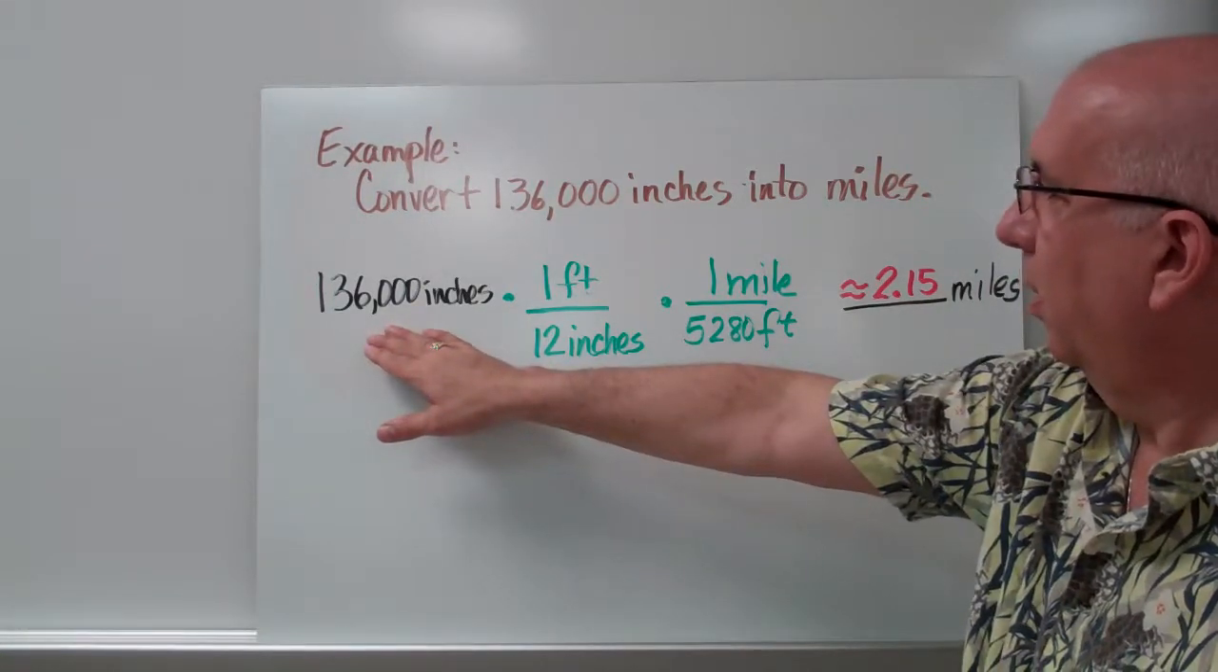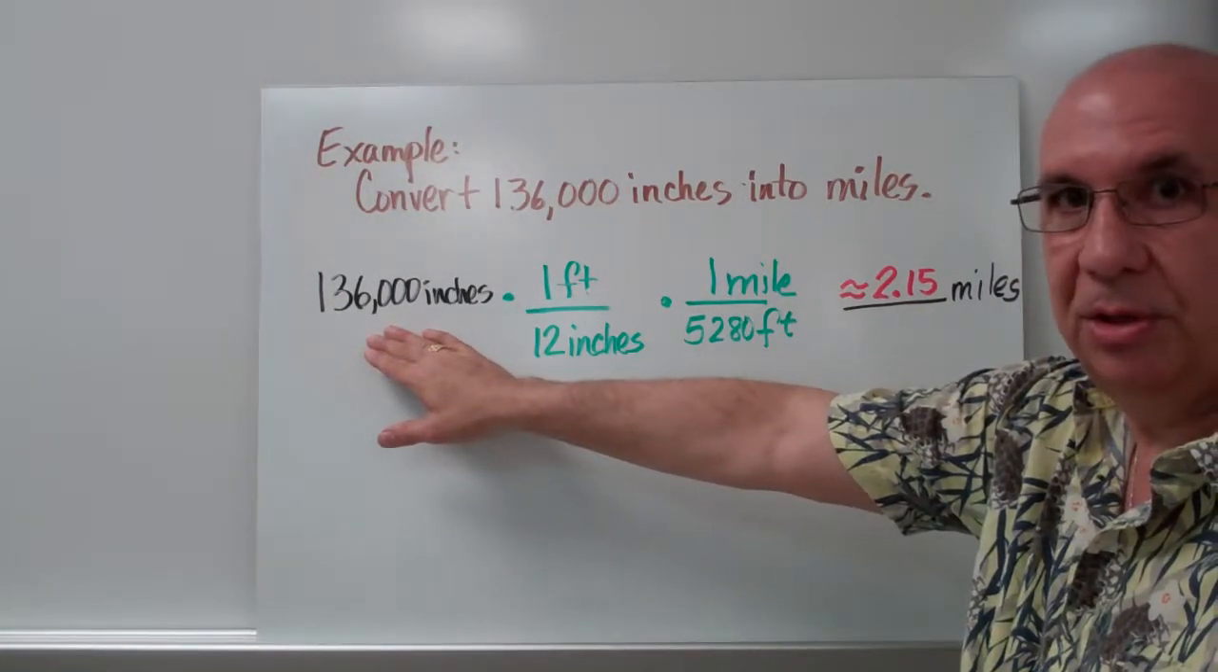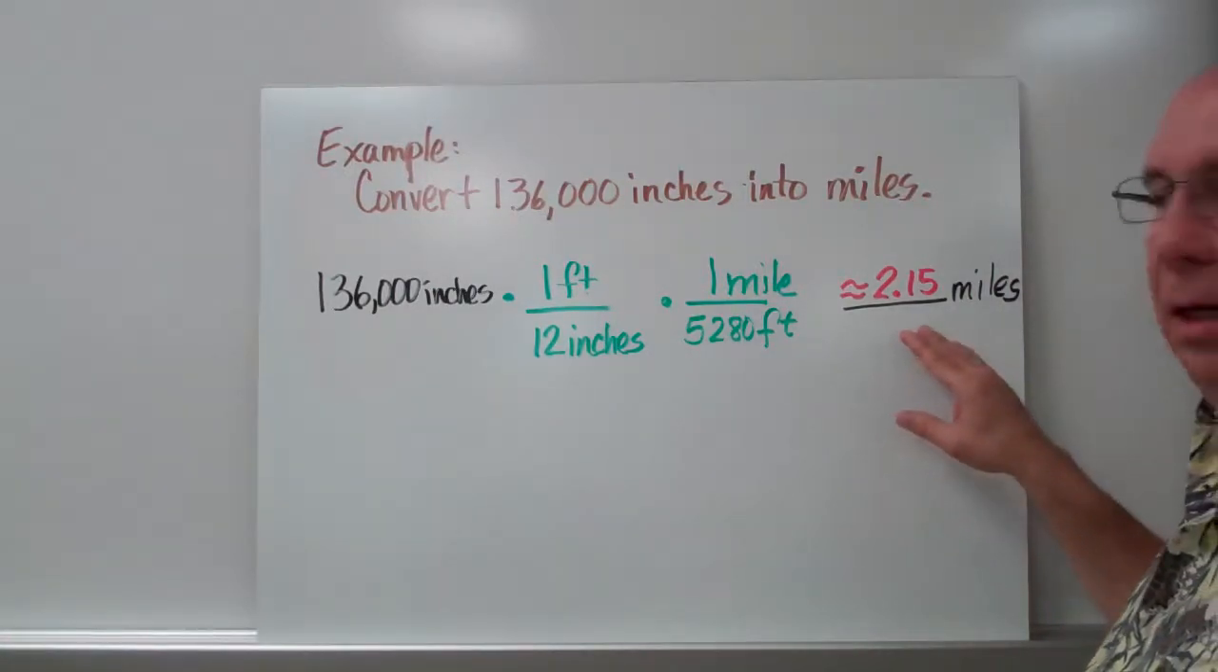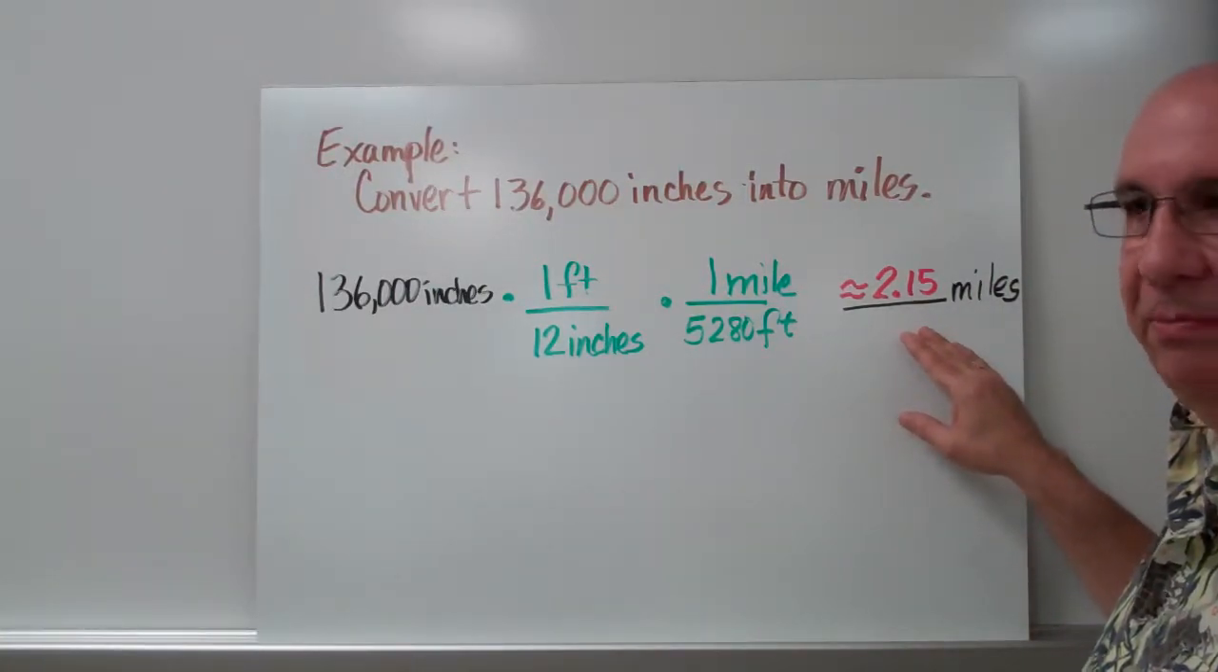So, 136,000 inches is equal to approximately 2.15 miles.